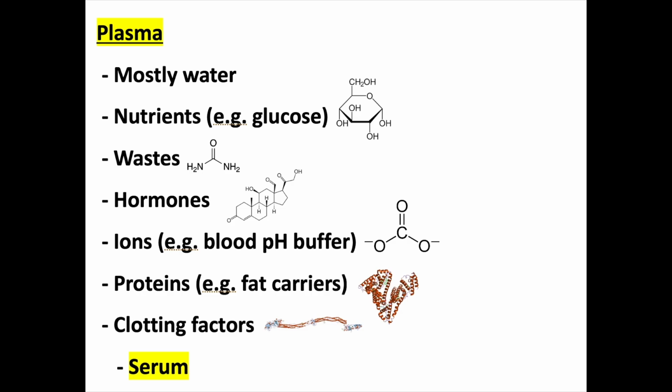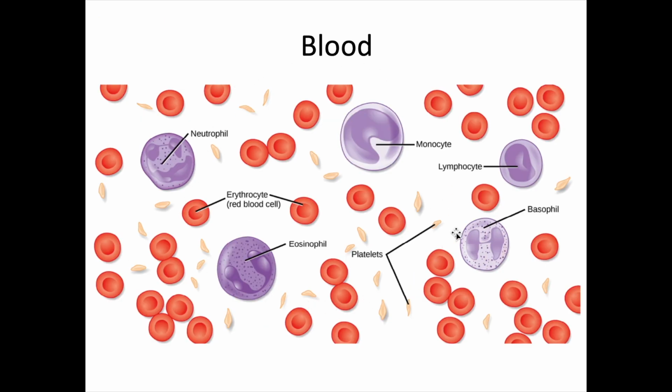So we don't actually see the plasma in a picture like this because, again, it's all very small molecules, proteins, and water, so it's kind of just in the background of the blood. But what about the other components? Well, next let's talk about cells. There are many different types of blood cells present in the blood, but we can break this down into two categories: red blood cells or erythrocytes, and white blood cells or leukocytes.